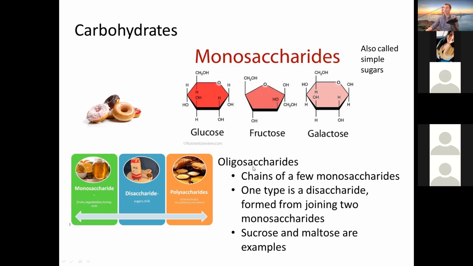Okay, and when we talk about these, we talk about oligosaccharides, which are chains of a few monosaccharides. One type is a disaccharide, which is formed by joining two monosaccharides. As examples, there are sucrose and maltose.